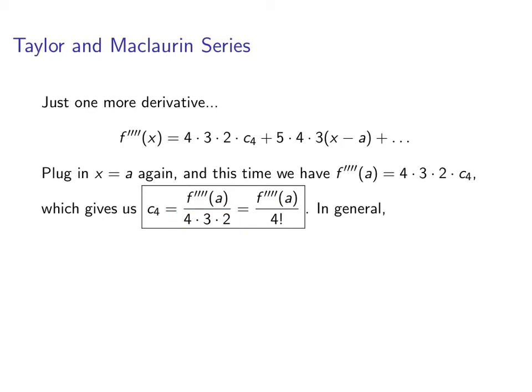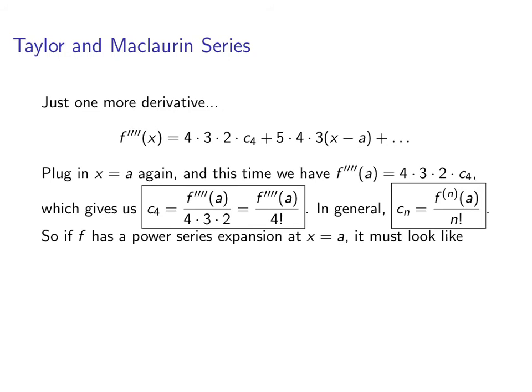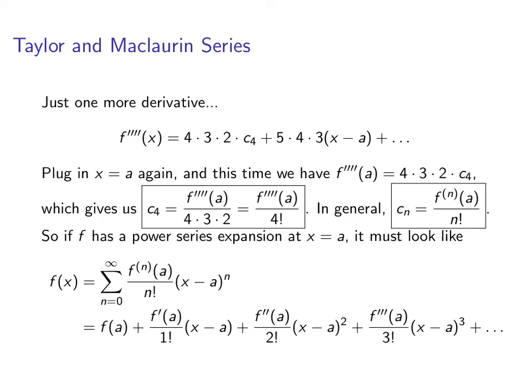And the reason is that now we can write down a general formula for what the c sub n's look like. C sub n is the nth derivative evaluated at a divided by n factorial. So if f has a power series expansion at x equals a, we now know what it looks like because we now know what the coefficients have to be. It has to be f of x is equal to the sum of the nth derivative of f at a over n factorial times (x minus a) to the nth power, which you could write out this way, sort of longhand.